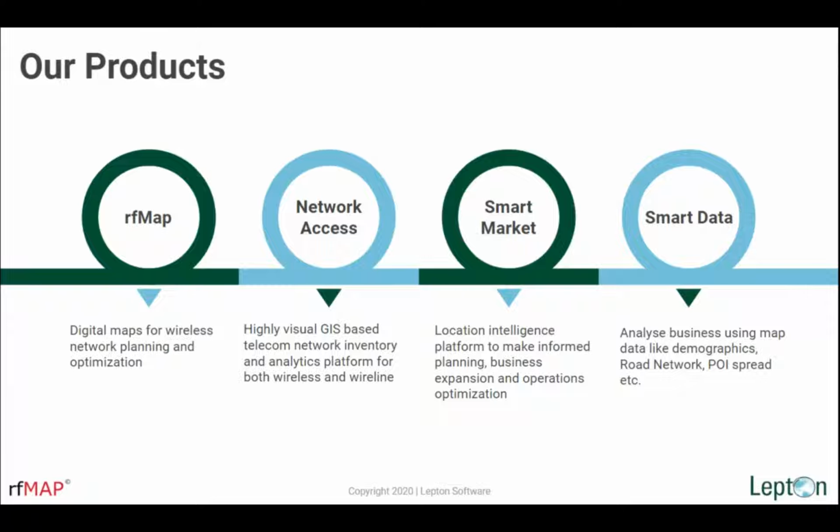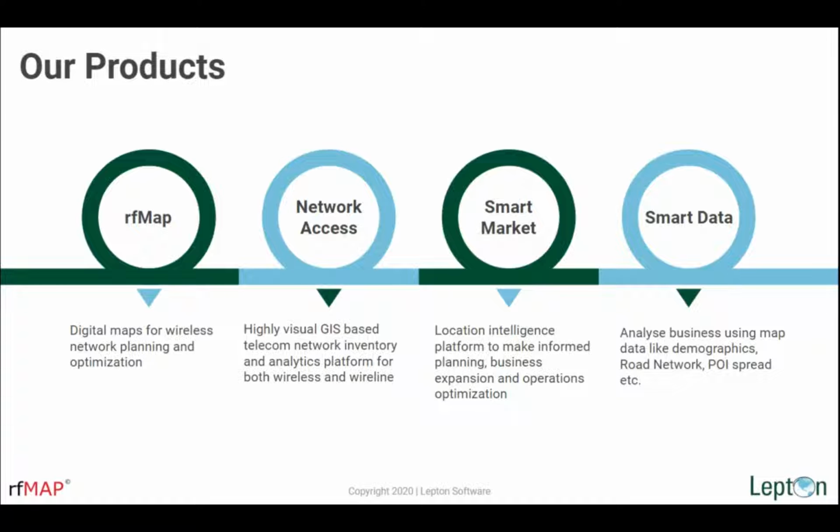Third is Smart Market. This is again a web-based location intelligence platform which helps you understand your current business potential, and it also helps you plan for your business expansion. Then we have Smart Data. Smart Data is a repository, or a collection of various map data products which can be consumed in our solutions like Network Access and Smart Market.